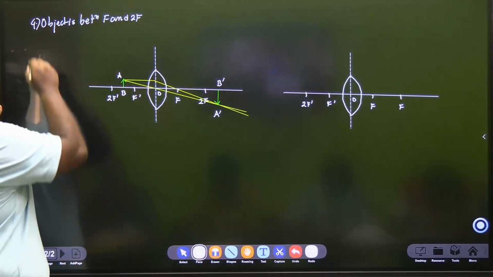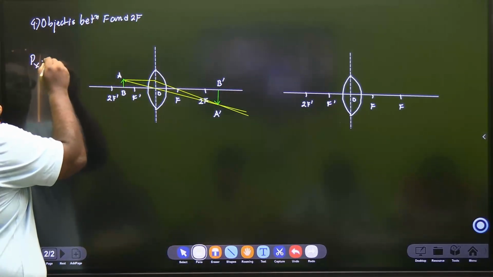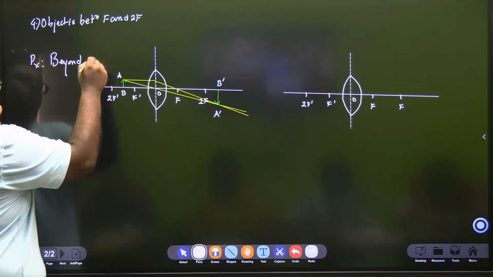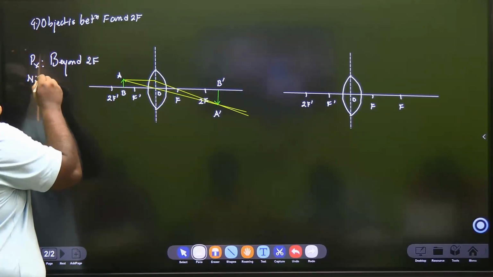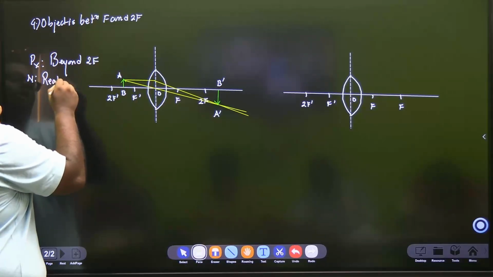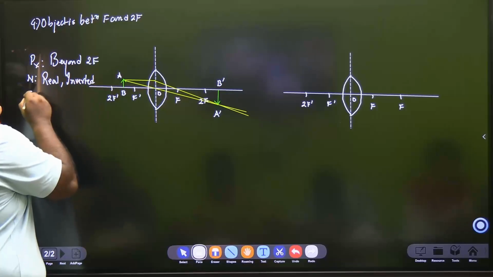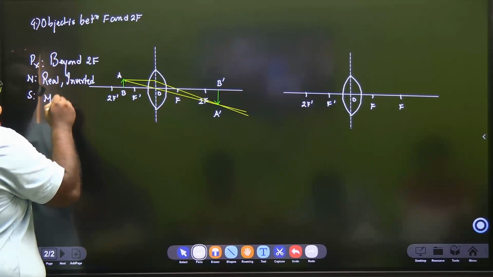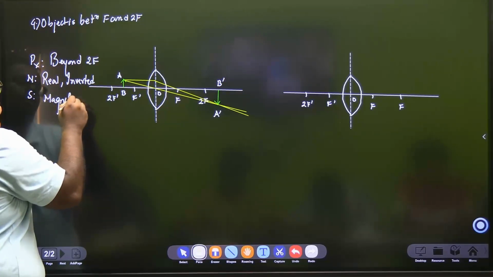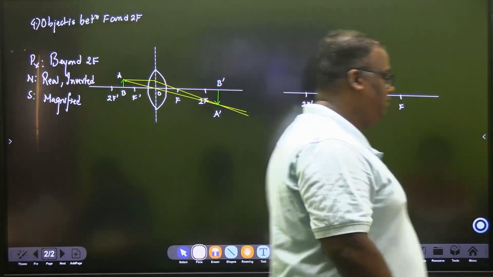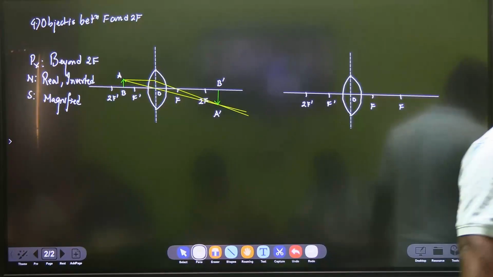Okay? Position beyond 2F. Nature is real and inverted. Size magnified. Understood? Size is magnified. Very good.